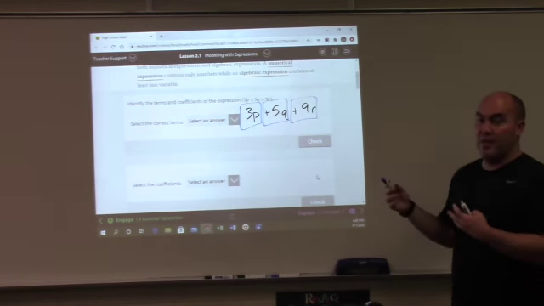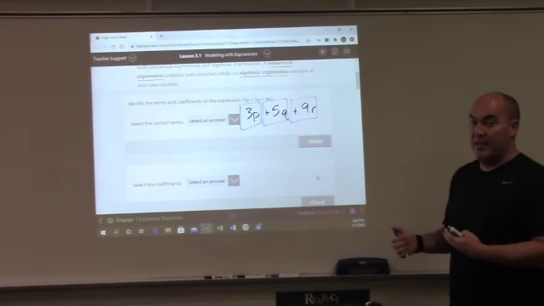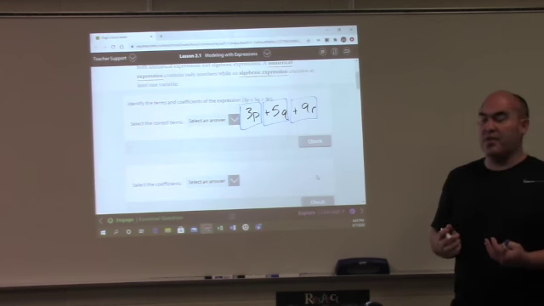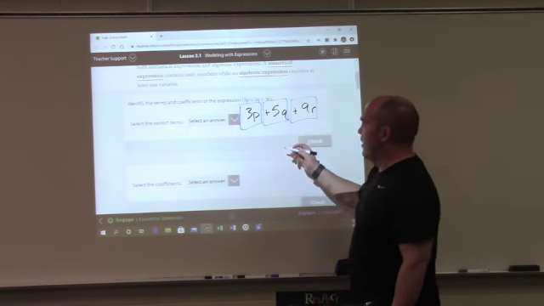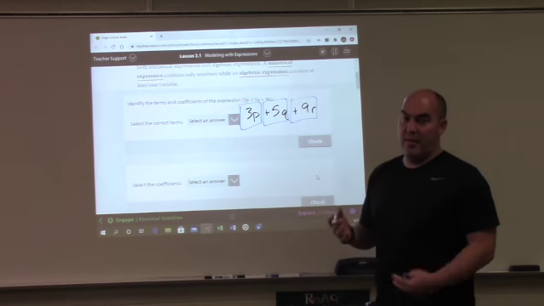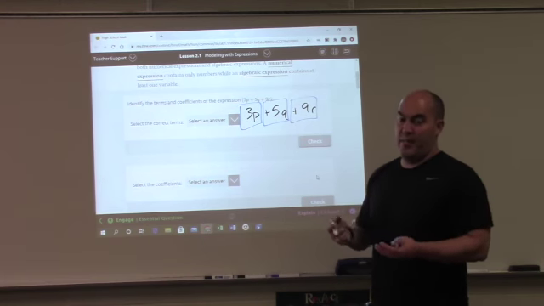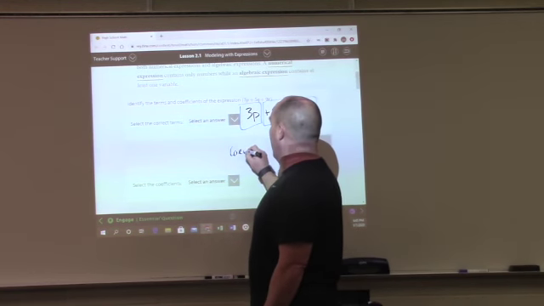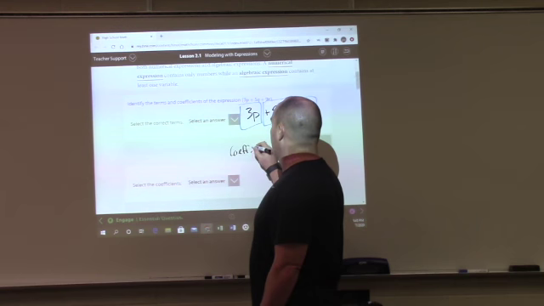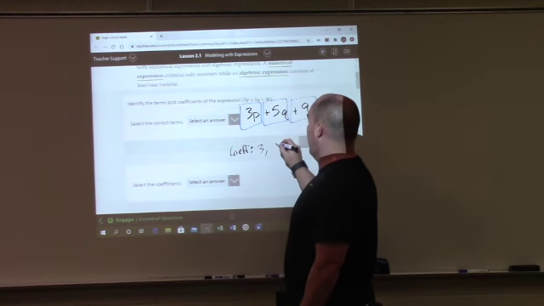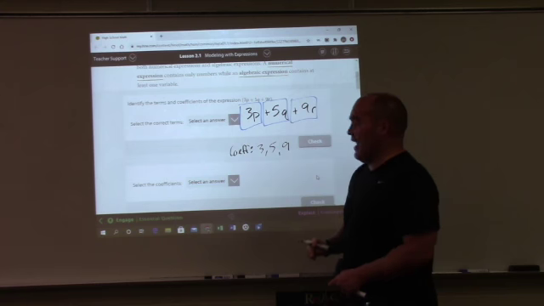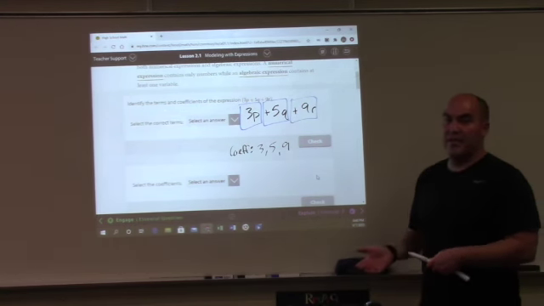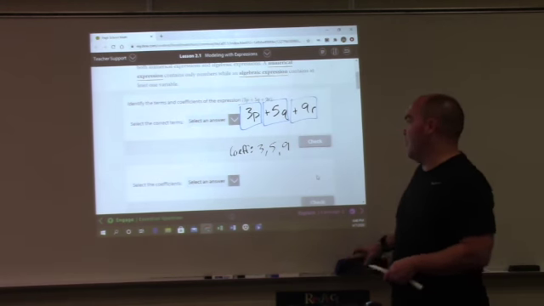So all the things that are being added, those are your terms. If it asks you what are the coefficients, the coefficients are the numbers in front of the variables, or the number in front of the letter. So when they ask you for the coefficients, you would just put 3, 5, and 9. Because the 3 is in front of the p, the 5 is in front of the q, and the 9 is in front of the r.